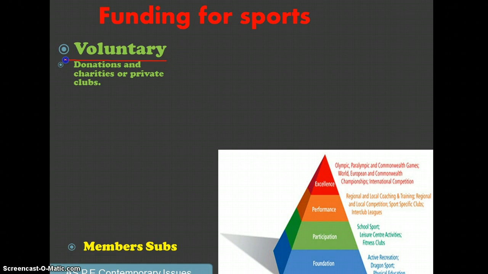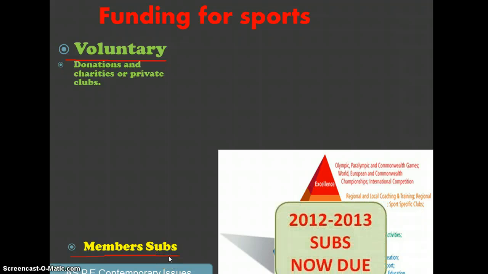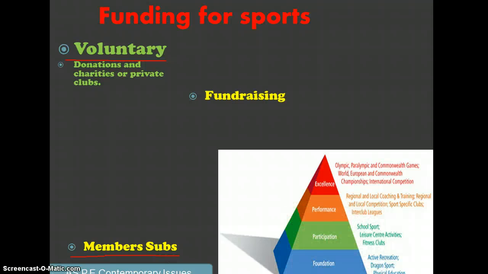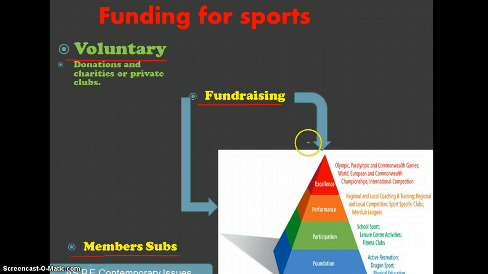And the voluntary sector, this is donations and charities or private clubs. Here, one of the examples of how we can achieve funding is through members' subs. And I'm sure we've all been aware of that. If we're taking part in any club, we've got to pay our subs due every year. So that's one way that they can raise cash. Another way is through fundraising. So fundraising can hit either the top or the bottom or the middle of the pyramid.